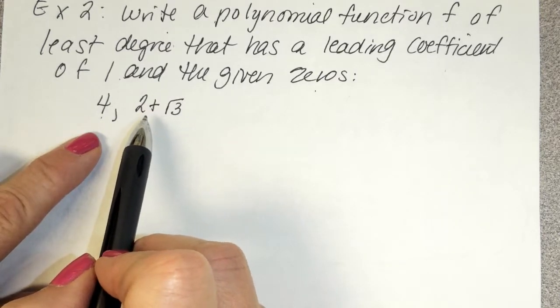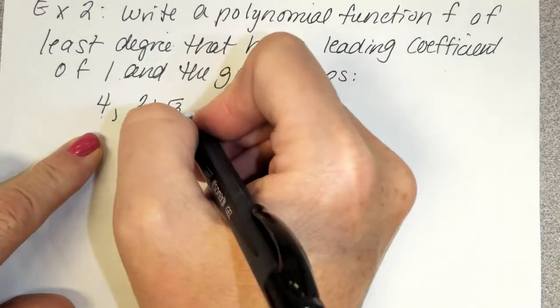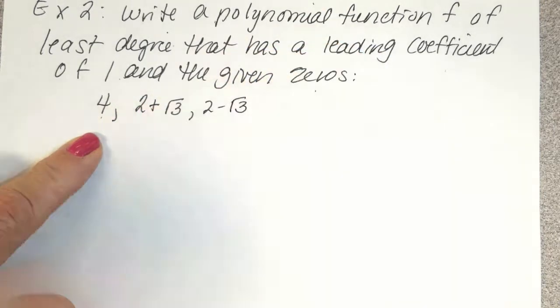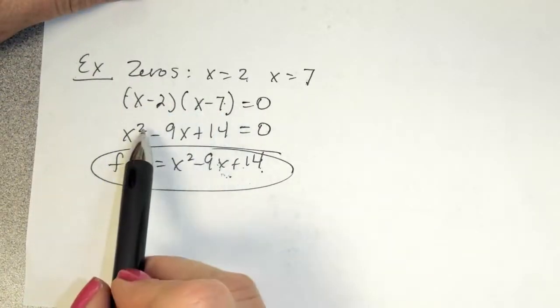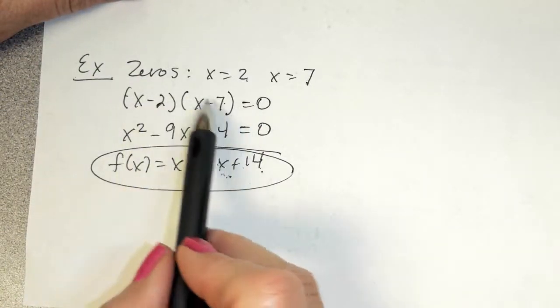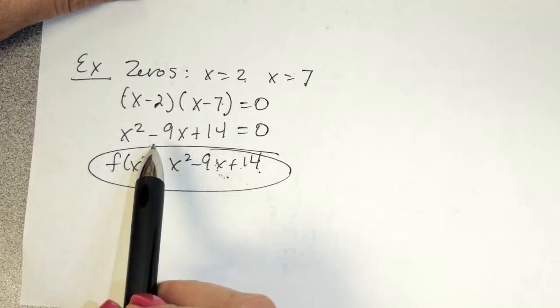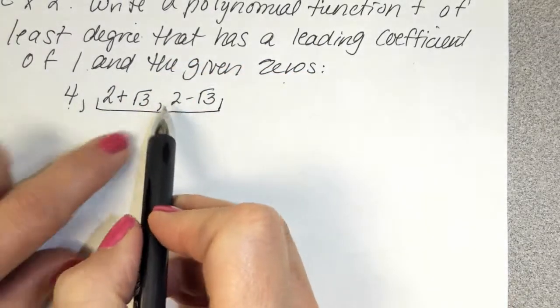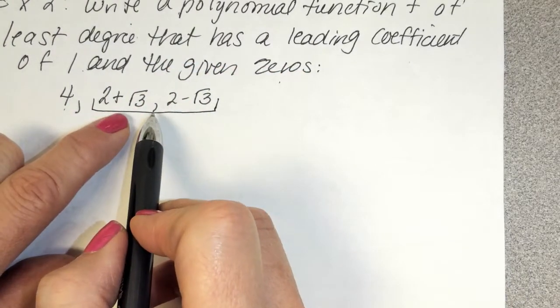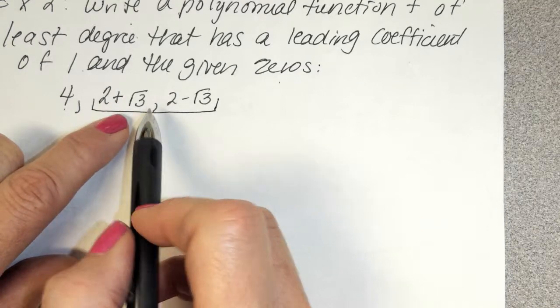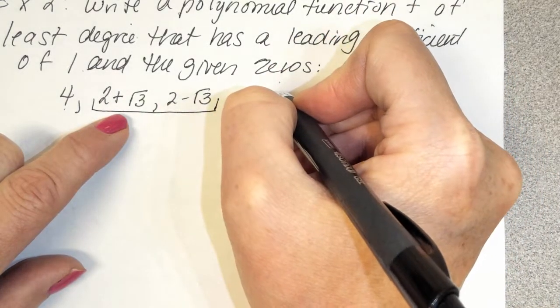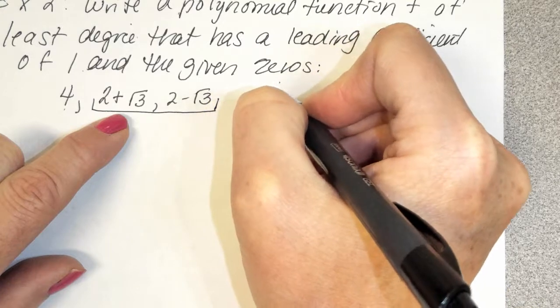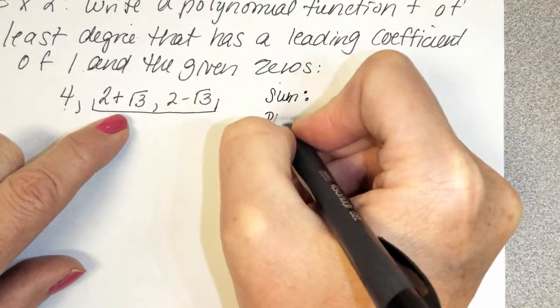But what else must be a 0? 2 minus radical 3 must be a 0. Think of what we did back here to come up with the equation. I had to multiply it all out. But remember the shorter way to do it? Let's take these two and let's come up with the quadratic that has these for the solution. The quadratic. What do I look for? The sum and the product.